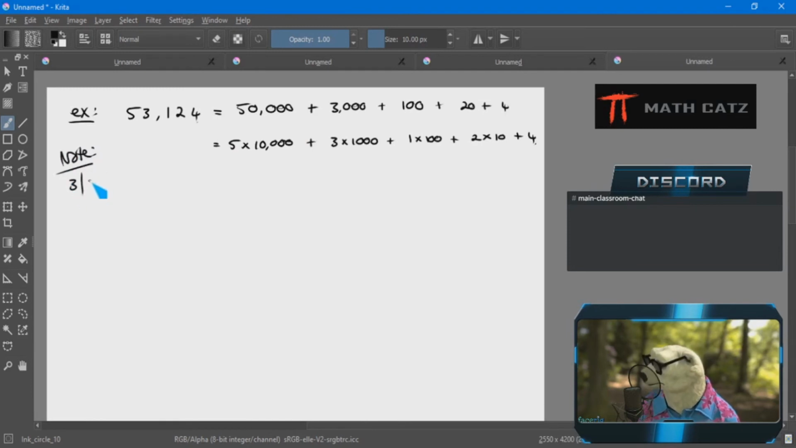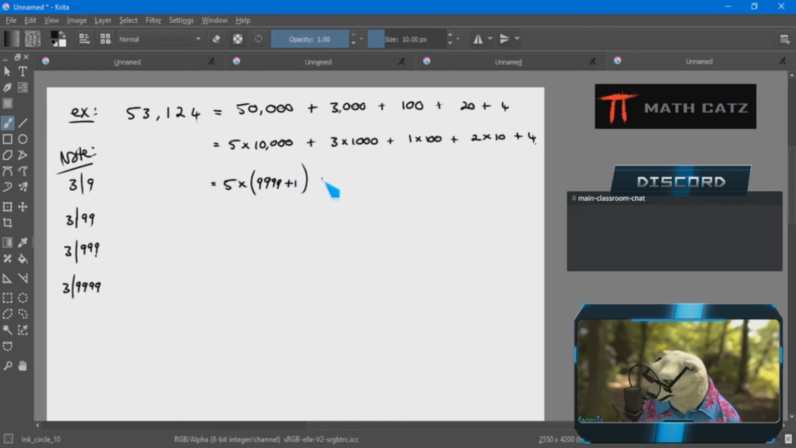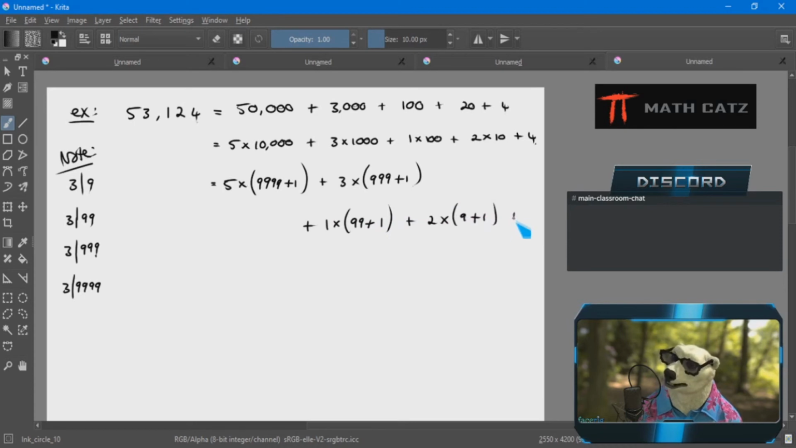I have the fact that 3 divides into 9, 3 divides into 99, 3 divides into 999, and so on, 9,999. So all I'm going to have to do is write this 10,000 as 9,999 plus 1. Write this 1,000 as 999 plus 1. I'm going to have to go a new line here. Write the 100 as 99 plus 1. Write the 10 as 9 plus 1. And then I have the 4.